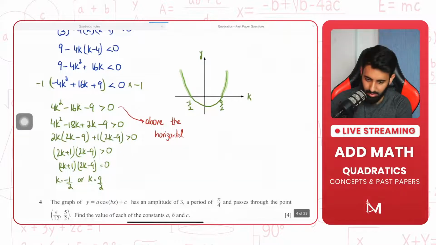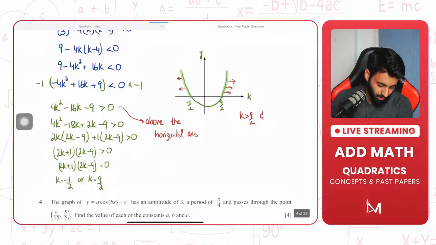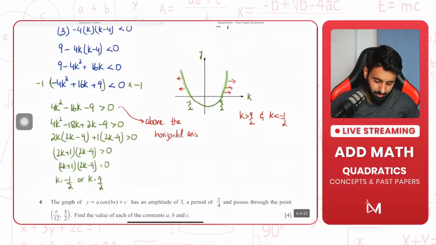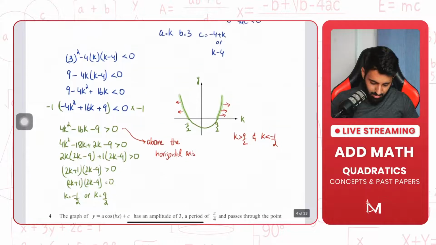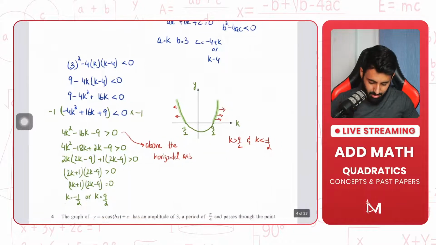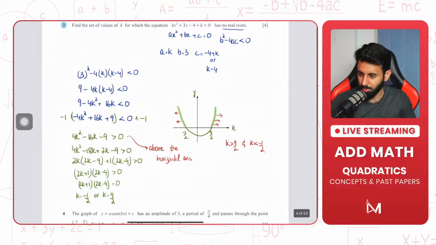Okay, now x and k are technically representing the same thing. So one is this range of k, that means k is greater than 9 upon 2. And the other range of k is less than minus 1 upon 2. Okay, so this is the final answer to this question. Now have a good look at it and let me know if you have any questions. In the meantime, I'll pull out some other question.